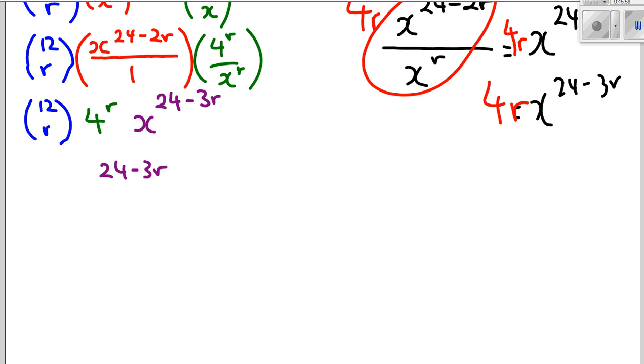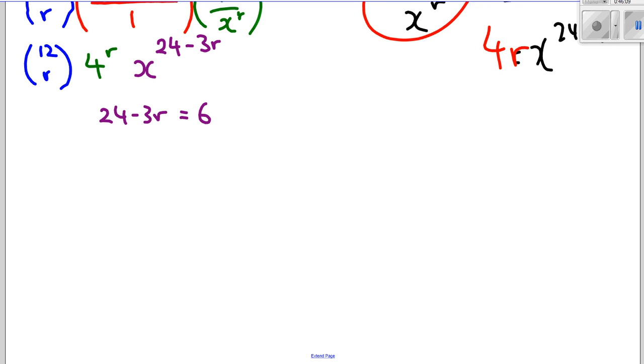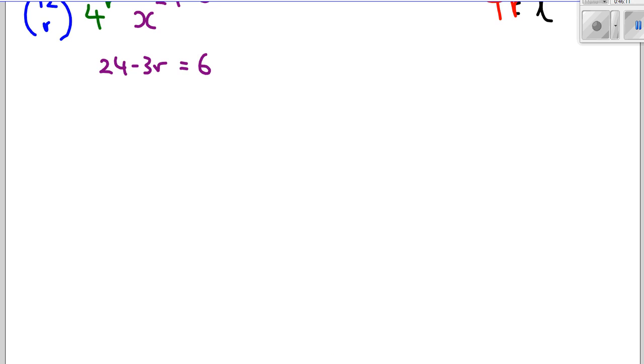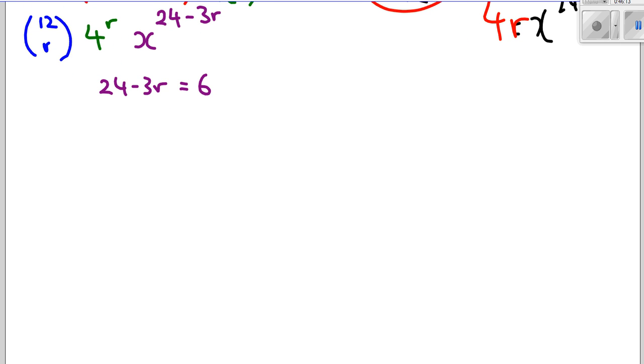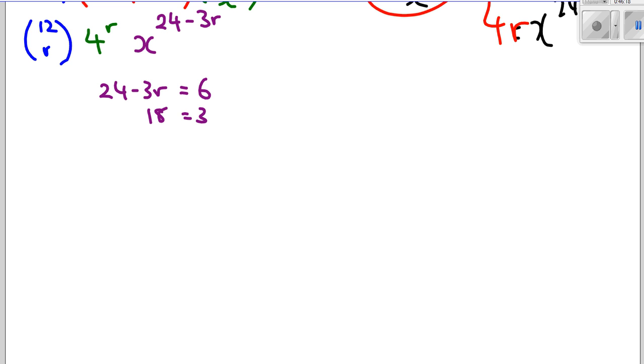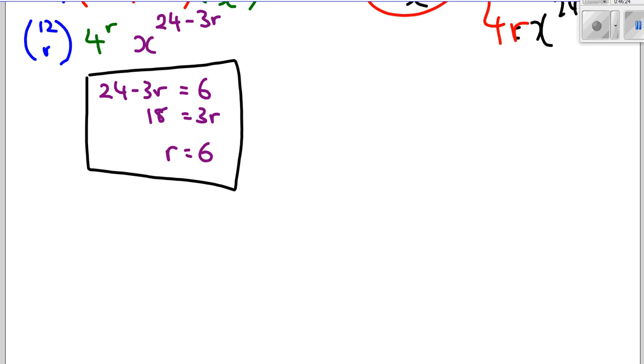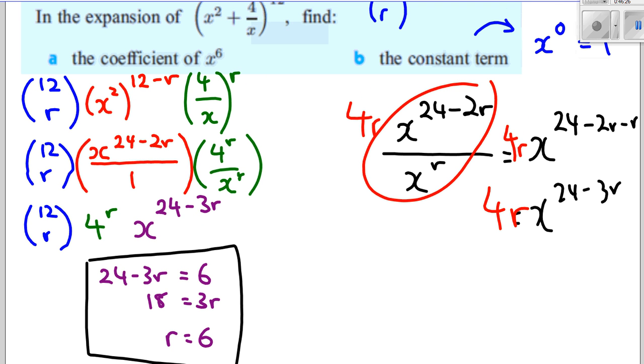Oh, is it 6? Yeah, probably. Oh yeah, you're right. So it's just regular linear solving. 24 minus that is 18 equals 3r. So r equals 6. If it helps you, just put this in a little box, because that's a little thing you've done on the side. I tend to do it off on the side in my exams, but you've got a question here, which is making it annoying.